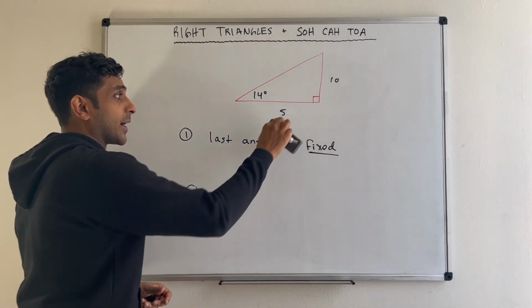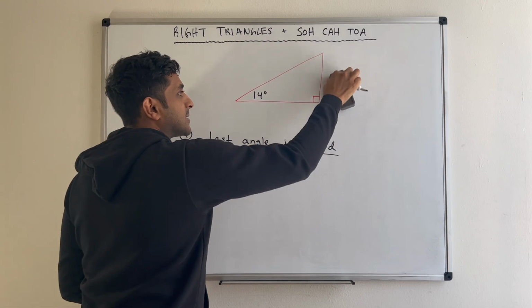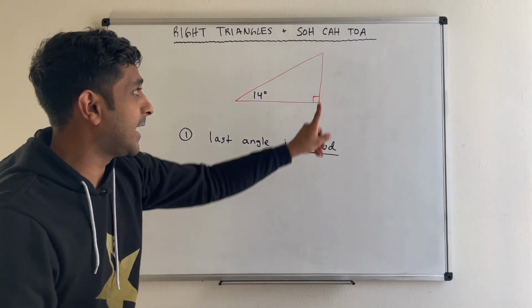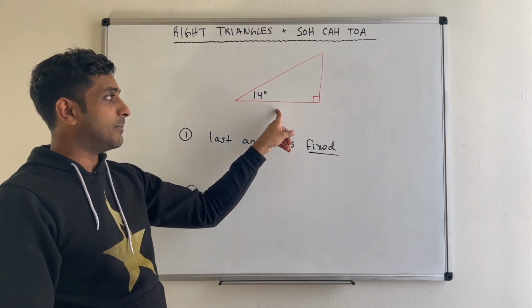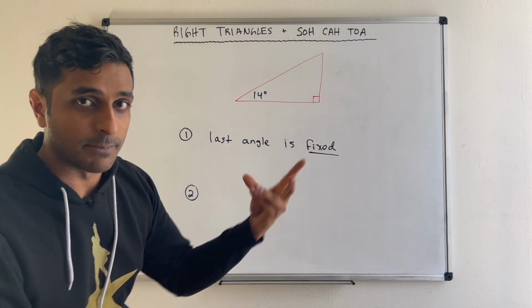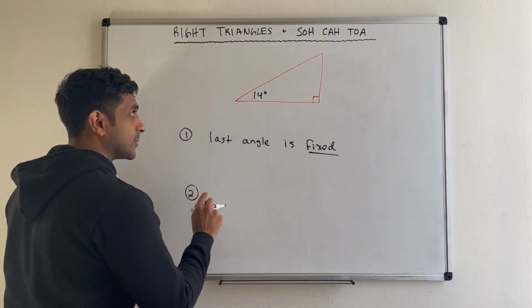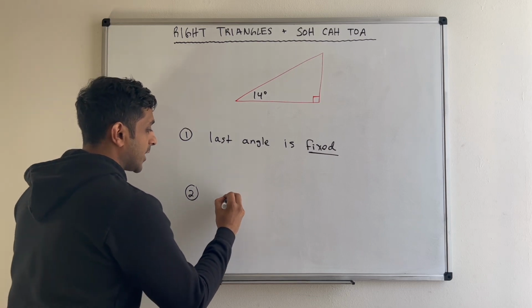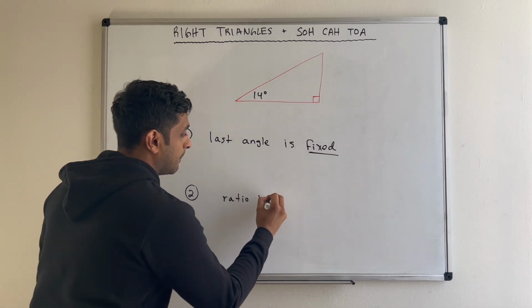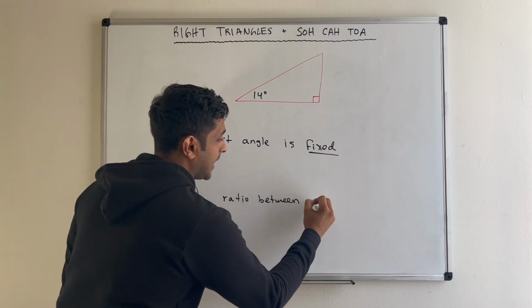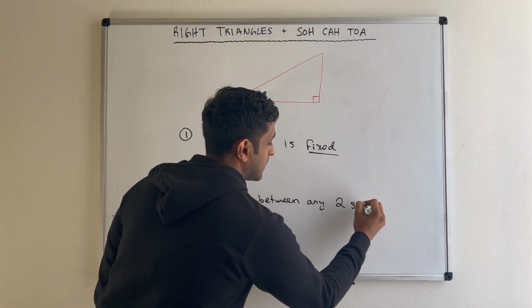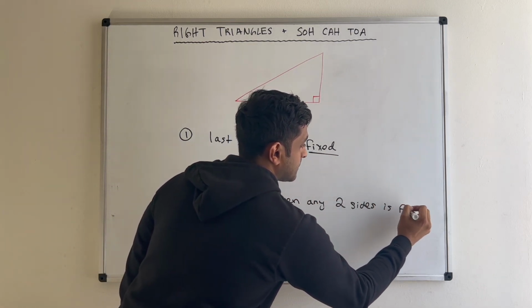So I don't know that. So I can't just make sides whatever I want them to be like that. Like I can make that 10, but that would set into stone what that side has to be because the ratio is set into stone. And so to write that down, point 2 is the ratio between any two sides is fixed.